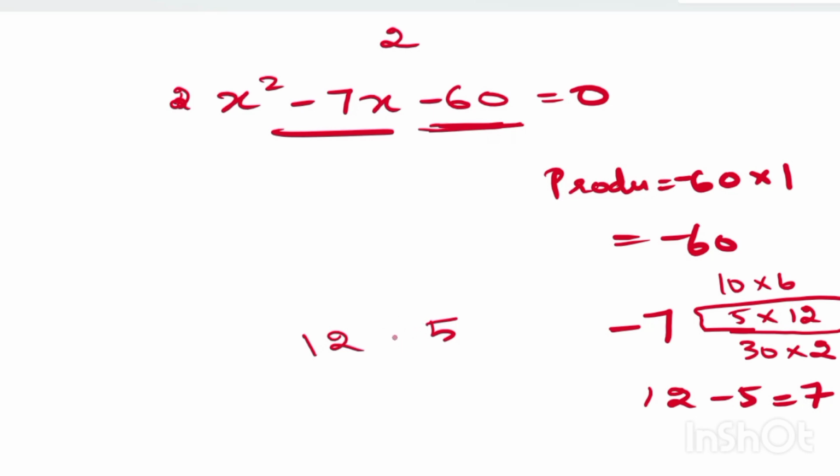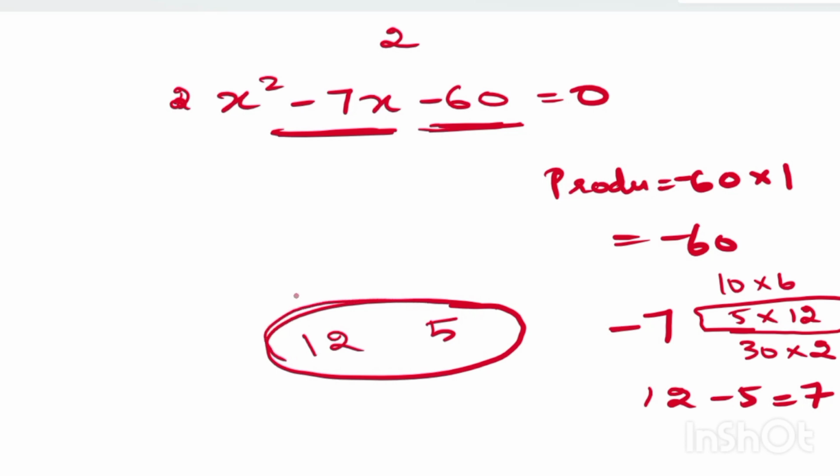Now we have to find out which is going to have the positive sign and which is going to have the negative sign. Here just see the sum. In the sum we have a negative sign. So when you add or subtract these two numbers, the answer should come in negative. For the answer to come in negative, you are going to put the negative symbol on the greater number. So the two numbers will be minus 12 plus 5.